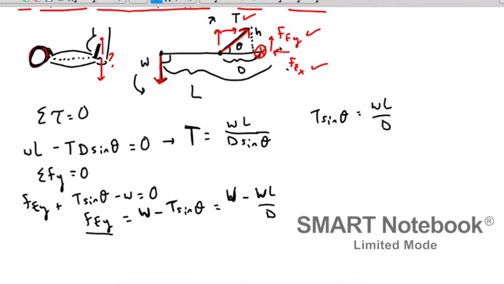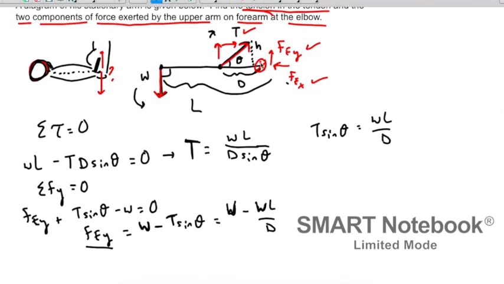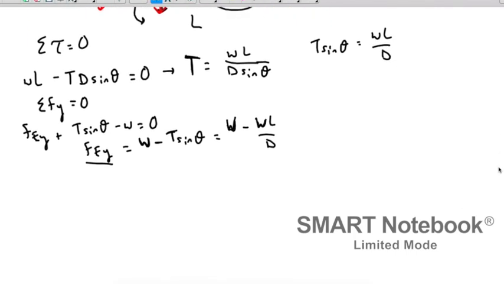The upper arm actually is pushing down at the elbow here. And that kind of makes sense that the upper arm would need to push down at the elbow, because that helps to counteract the torque caused by the weight over here. So that does make perfect sense.